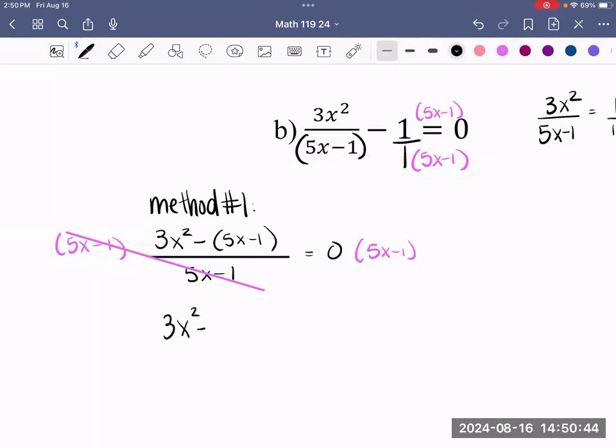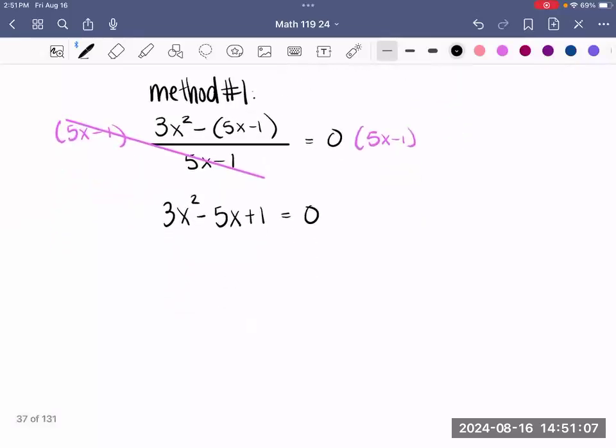3x squared minus 5x plus 1, just distributing in that negative throughout your problem. And again, you're left with a quadratic. So one more time, see if it's factorable. So factors of 3 that can get you to a -5. Unfortunately, this one is not factorable, which means what are we going to have to do? Well, we have your quadratic formula.